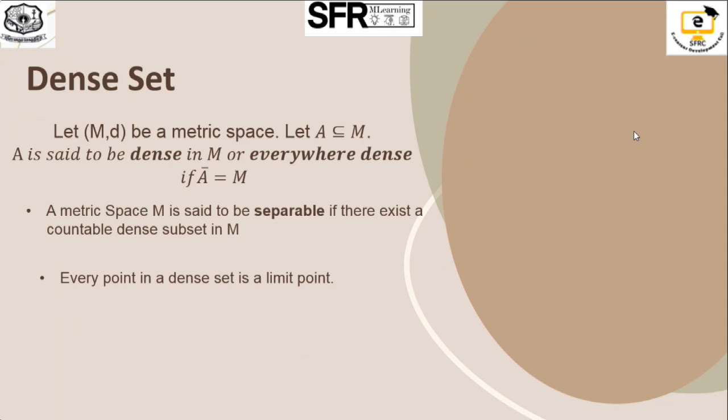Next, we move on to the dense set. Here we are going to see that a subset A of a metric space M is said to be dense or everywhere dense in M if A closure is equal to M, and every point of a dense set is a limit point. Definition: a metric space M is said to be separable if there exists a countable dense subset in M.